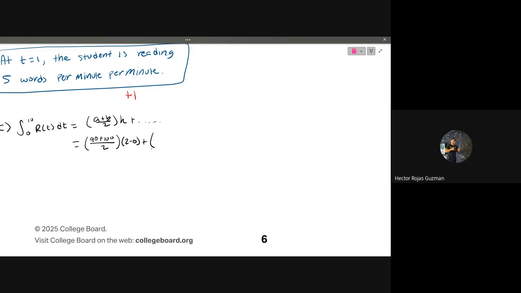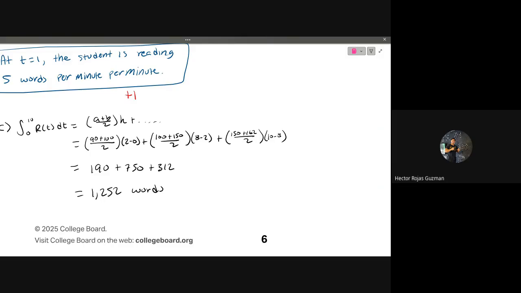Plus the next trapezoid. A is now 100, b is 150, and the change in x is 8 minus 2. For the final trapezoid, we got 150 plus 162 over 2, and then 10 minus 8. Okay. So here, I already did my calculations, so I'll just tell you what I got. I got 190 plus 750 plus 312, which equals 1,252 words.